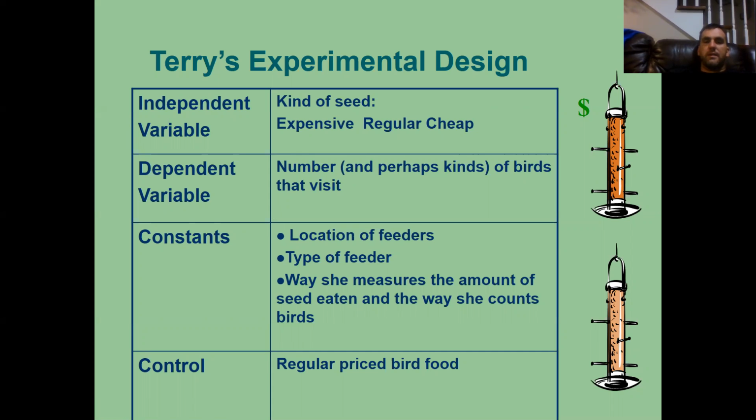Things you need to hold constant would be the location of the feeders, the type of feeders, and then the way she measures the amount of seed eaten and the way she counts the birds. Okay, is she measuring how much is left each day in the feeder, or is she factoring in stuff being dropped on the ground, picking stuff off the ground, and things like that?